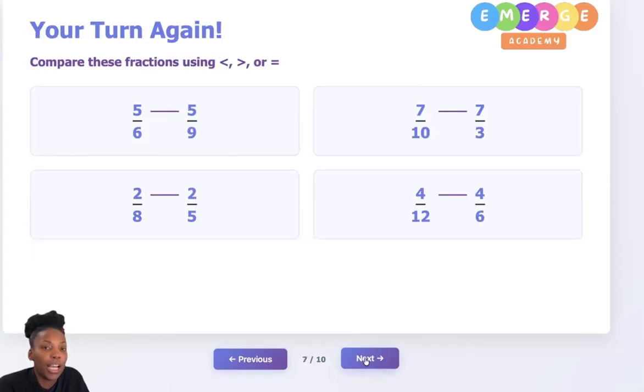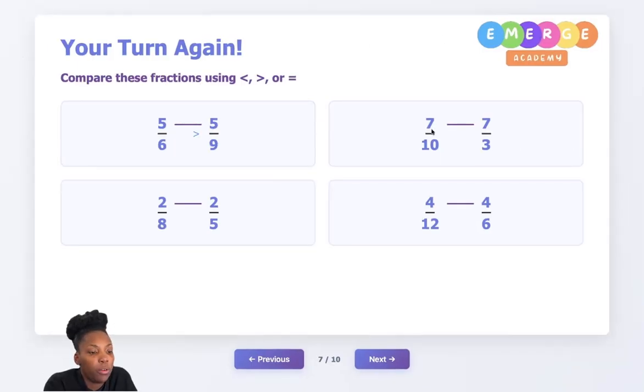So let's have a look at these fractions. We're going to compare these fractions again using the signs that we learned at the beginning. But these fractions now all have the same numerator. So what we're going to be looking at is the denominator. So this first set of fractions here, 5/6 compared to 5/9. We know that our numerators are the same, so we're going to be looking at our denominators. 6 is the smallest denominator, which tells us that this fraction overall is bigger. So we're going to say this is greater than this.